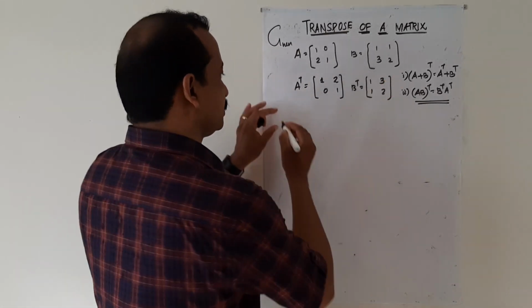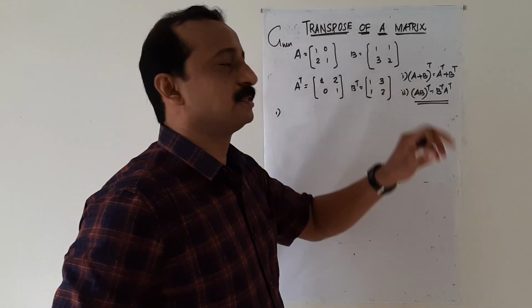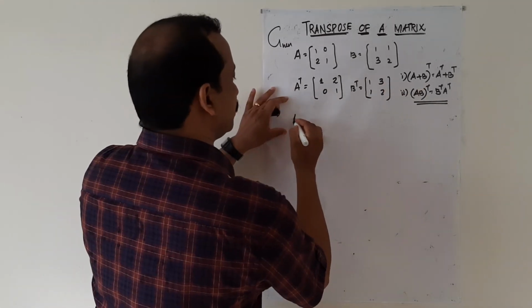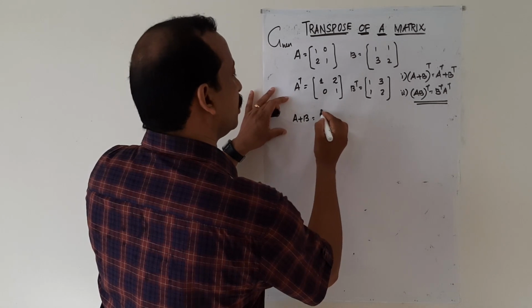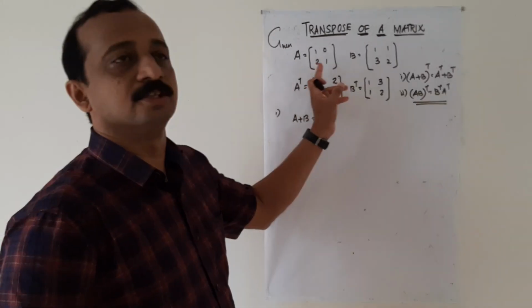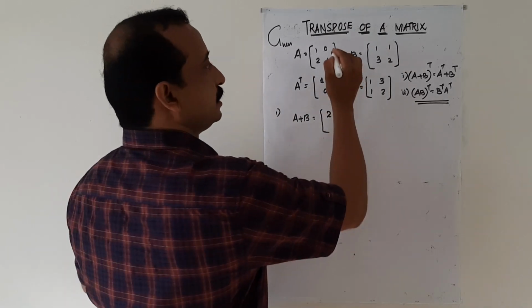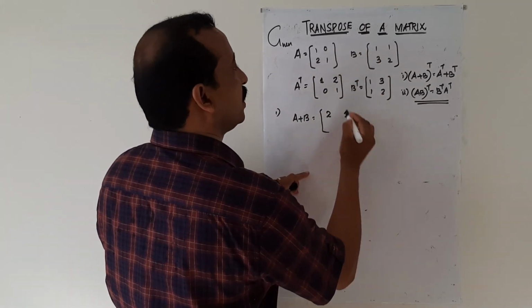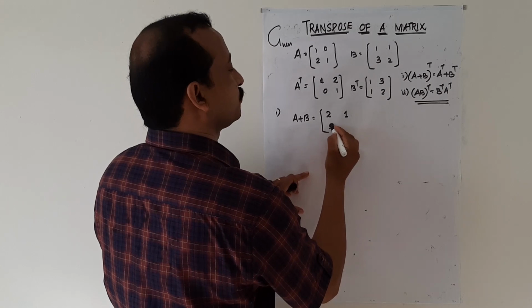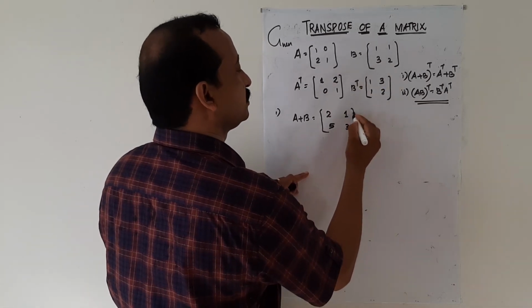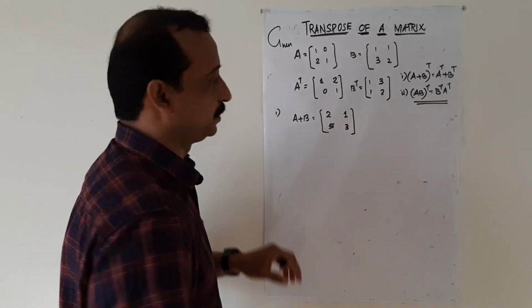Now we verify the first condition, (A plus B) the whole transpose. So first of all, you find A plus B. You already know how to add two matrices. Adding these two matrices, we get 1 plus 1, answer is 2. Then 0 plus 1, answer is 1. 2 plus 3, answer is 5. And 1 plus 2, answer is 3. That's all. That is A plus B.